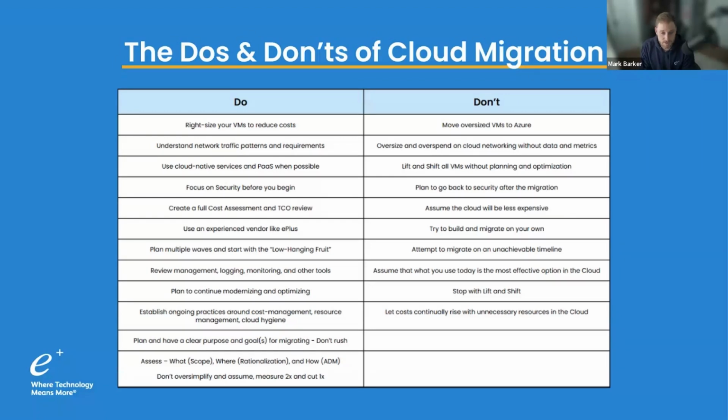Don't just stop with the lift and shift. Too costly. Lift and shift's the easiest. It's the easy button, if you will, but it's also the costliest button, and it will come back and get you because it's substantially more expensive to do that in the long term.